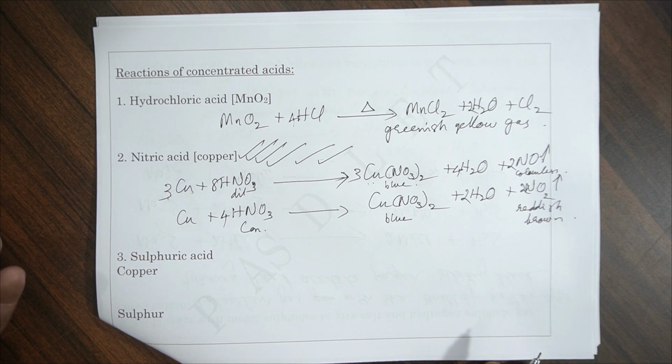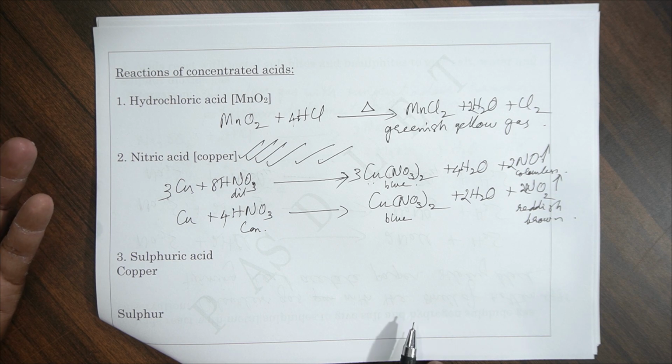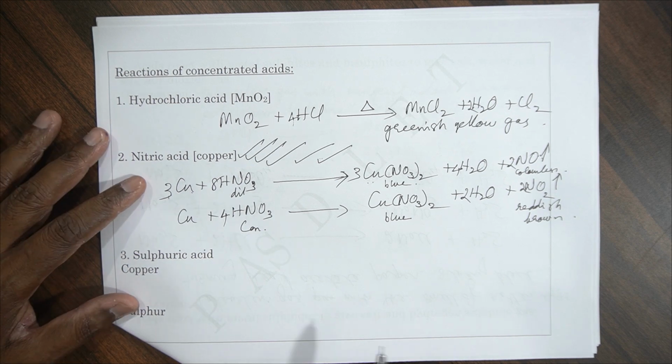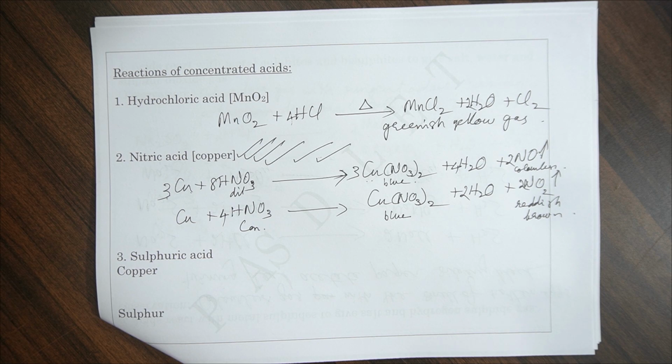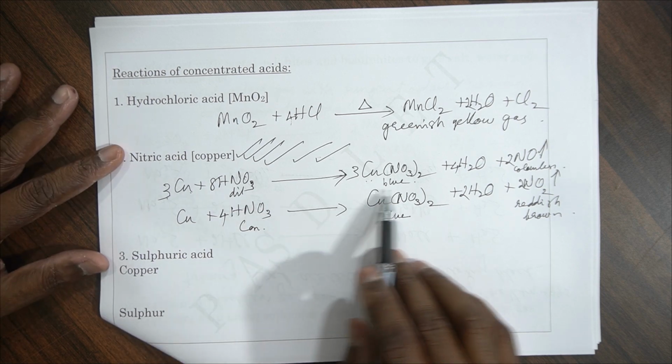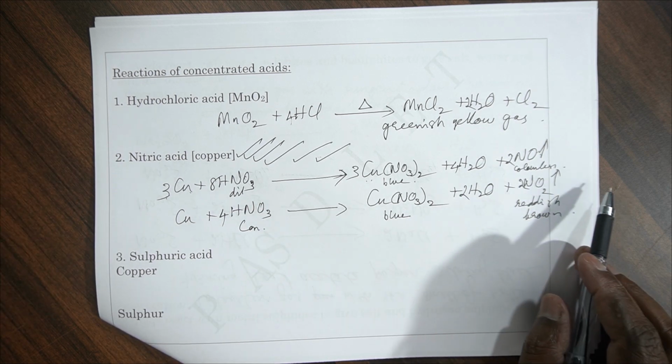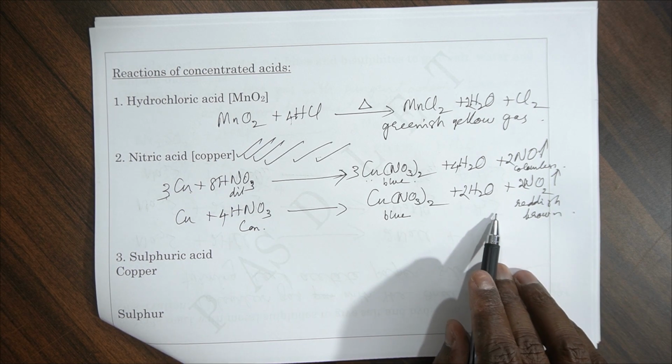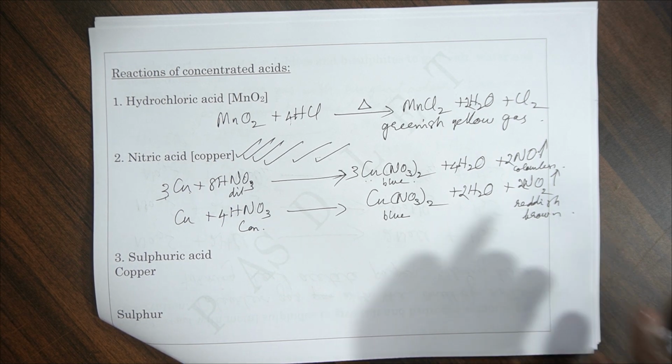Okay. Right. Now different kinds of questions can be asked. A question can be asked about how do you differentiate between dilute nitric acid and concentrated nitric acid. So what you can do is heat both with a piece of copper. In the case of dilute, you have a colorless gas turning brown at the mouth of the test tube. For concentrated nitric acid, a reddish brown gas is evolved from the bottom of the test tube.